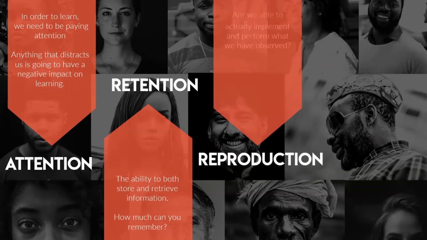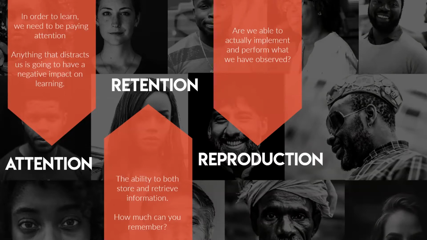So one is paying attention, but the second one is then, can we retrieve and store the information that we have observed or seen? The third factor that he refers to is the factor of reproduction. And what that means is, once we have paid attention and been able to retain certain information, we now need to be actually able to implement and perform what we have observed. So this naturally requires continuous practice and opportunities for application.